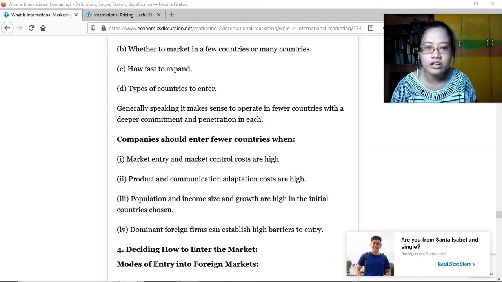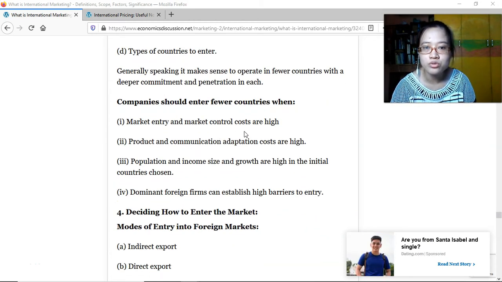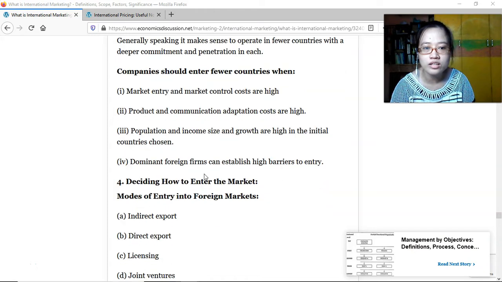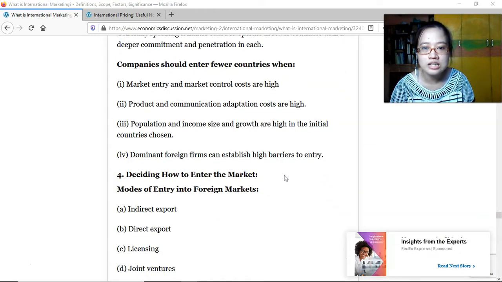Companies should enter fewer countries when market entry and market control costs are high, product and communication adaptation costs are high, and population and income size and growth are high in the initial countries chosen. Dominant foreign firms can establish high barriers to entry.